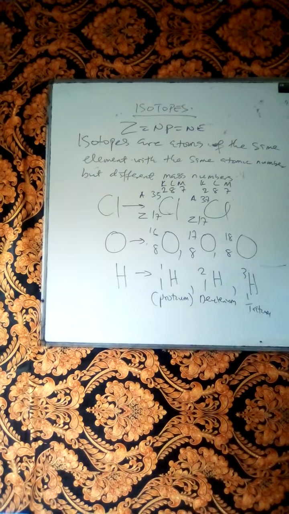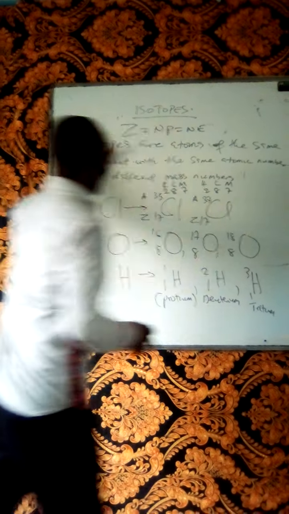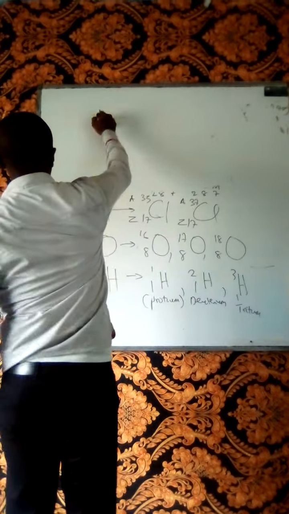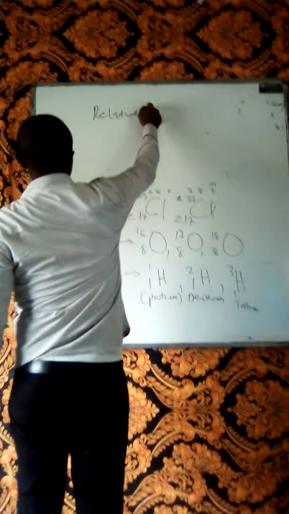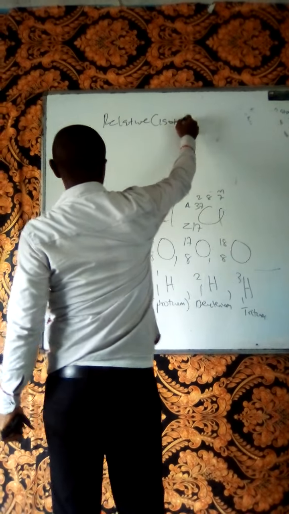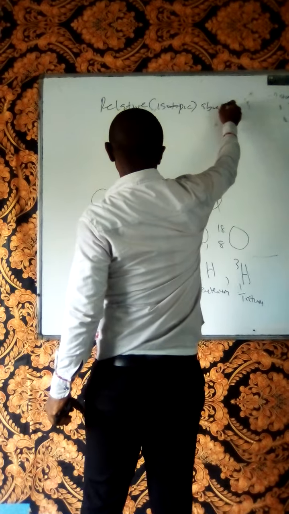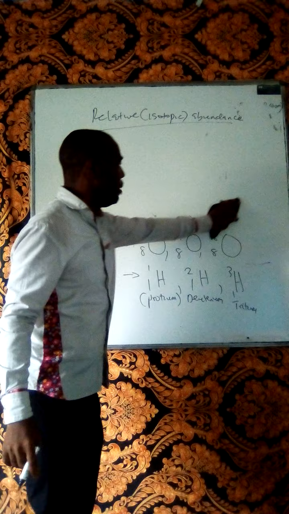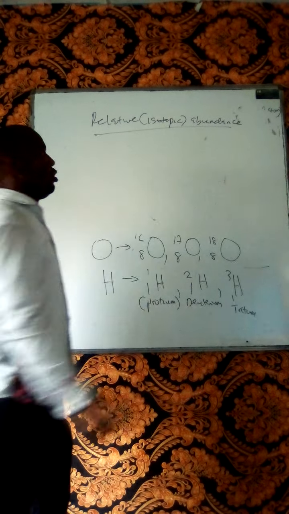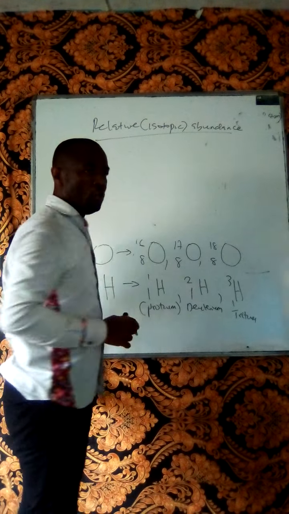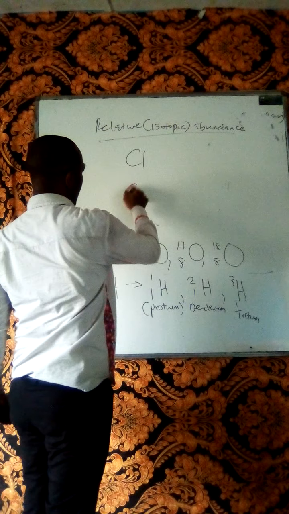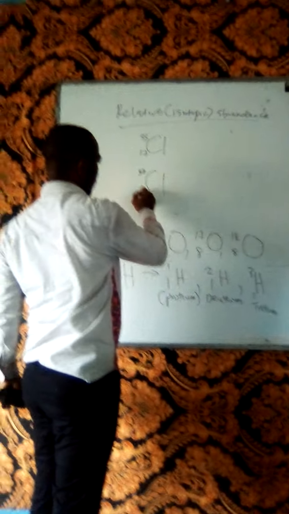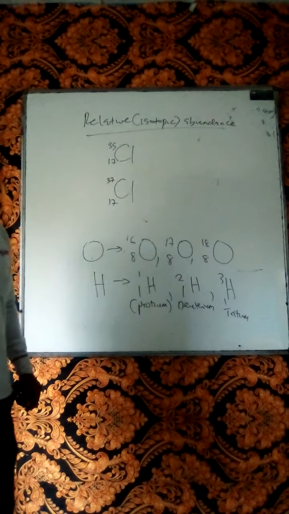So having done that, we now look at what is known as relative abundance, or isotopic abundance of an isotope. Every isotope contributes a percentage. For instance, this is chlorine. Chlorine-35, chlorine-37. That has two major isotopes.